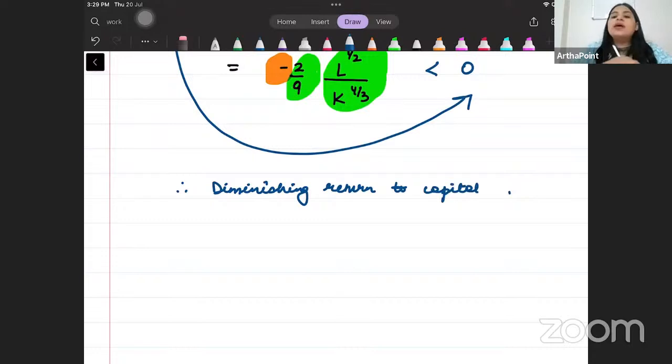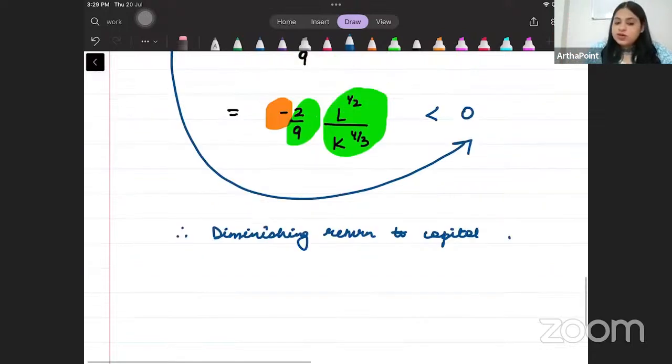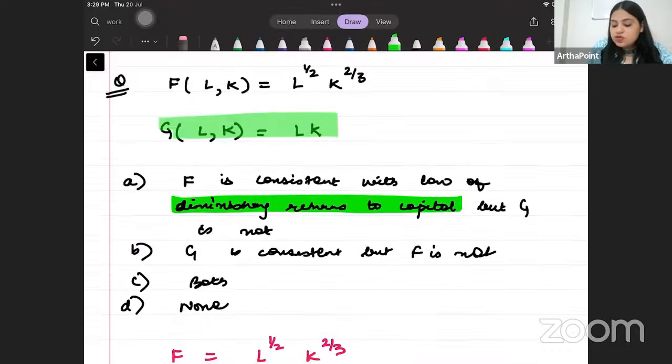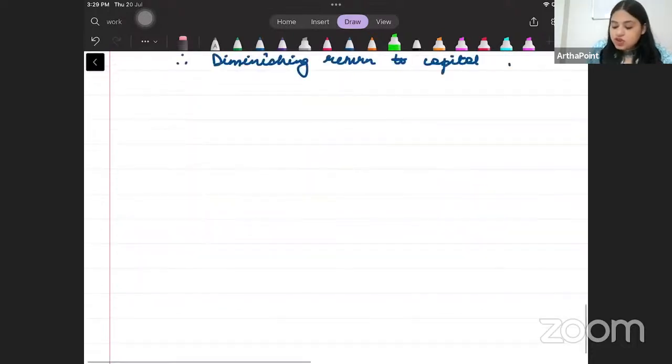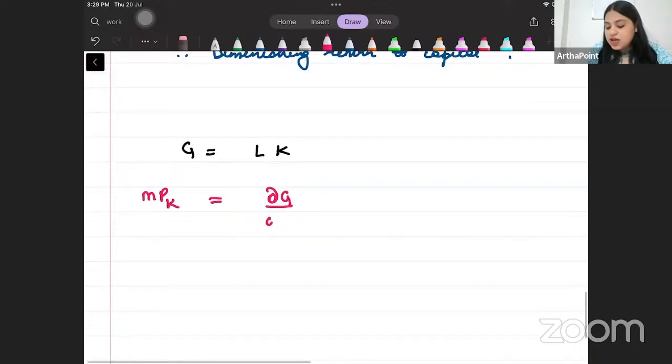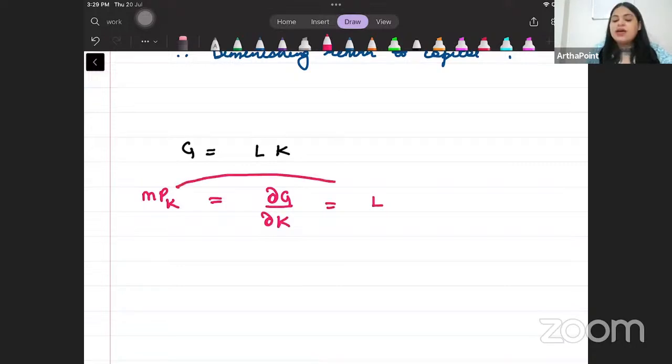Now, beta, let us go ahead and talk about the second function. So what is the second production function given to you, beta? The second production function is given to you as L into K. Okay. So G is equal to L into K. Again, we will start. So marginal product of capital will be how output changes as capital changes. When I differentiate this with respect to K, क्या मिलेगा? L. So marginal product of capital is coming out as L.